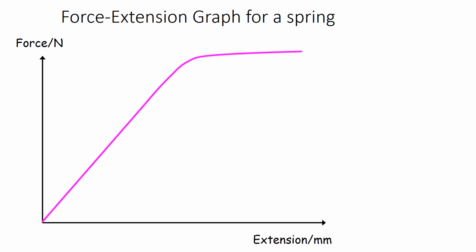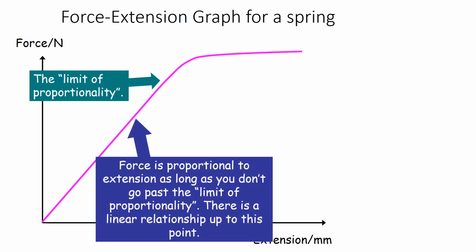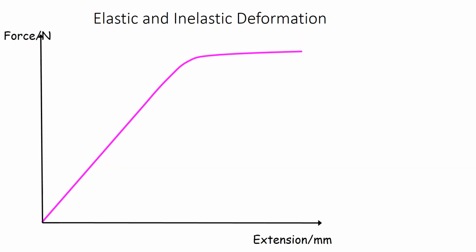So what we can see is this first part of the graph here is nice and straight. We'd say that's directly proportional. And then once it starts to curve round here, we say it's reached its limit of proportionality, or its elastic limit. And they're really important, okay? They are really, really important.